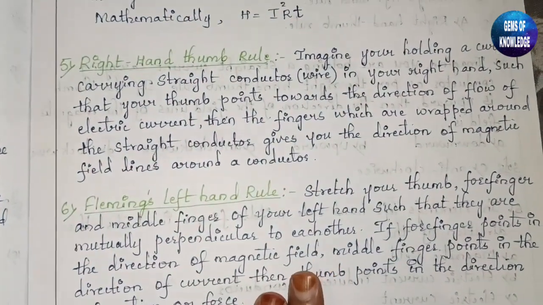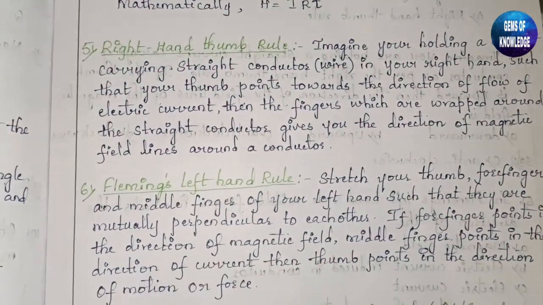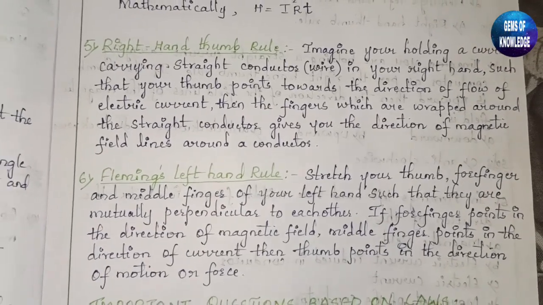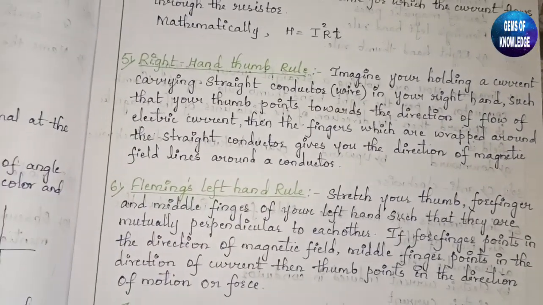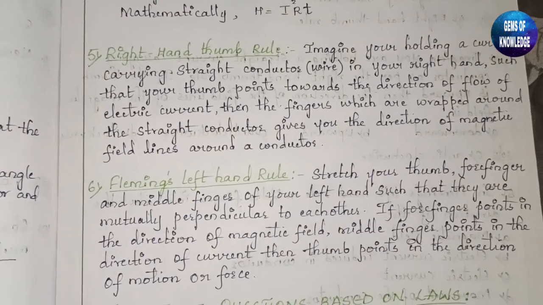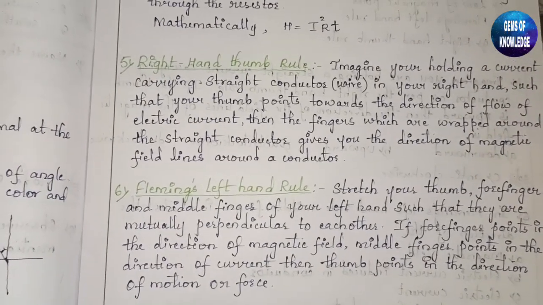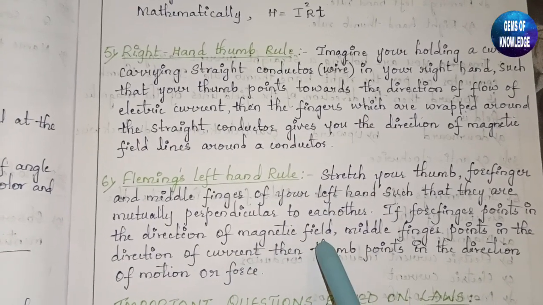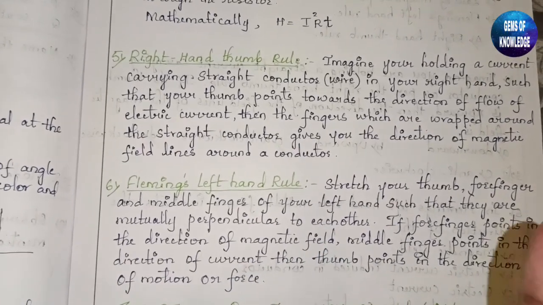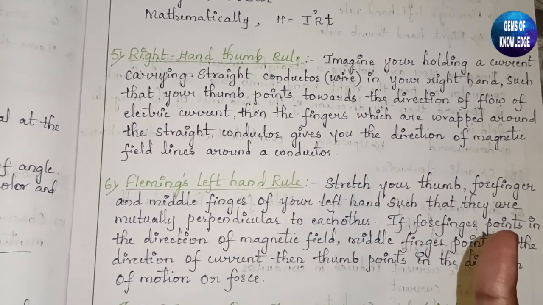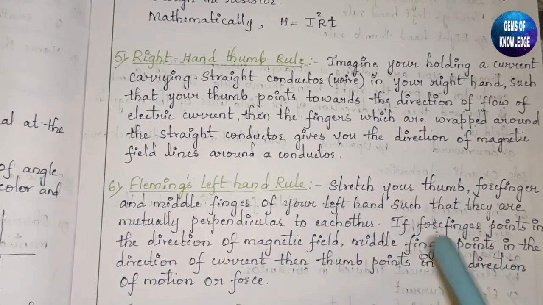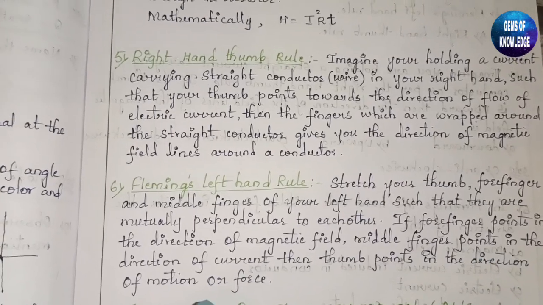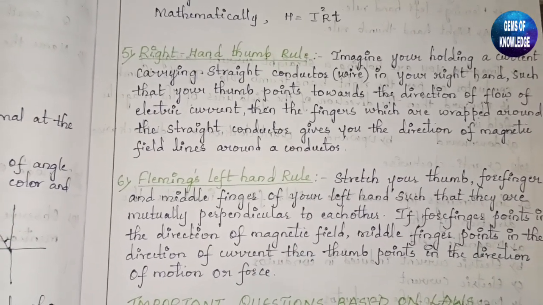Stretch your thumb, forefinger and middle finger of your left hand such that they are mutually perpendicular, at 90 degrees to each other. Then we need to remember that our forefinger will point towards the direction of magnetic field, the middle finger will point in the direction of current, and the thumb will point in the direction of motion or force.